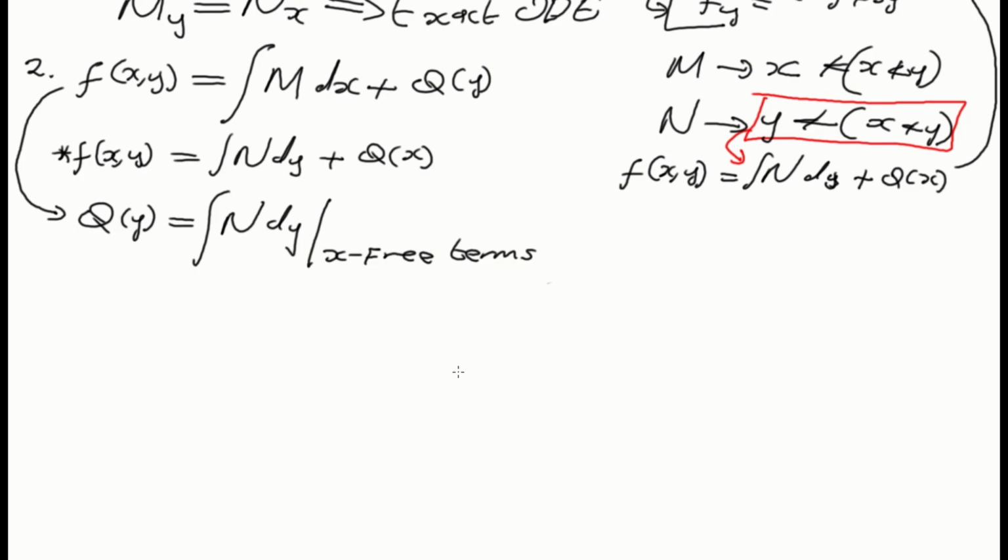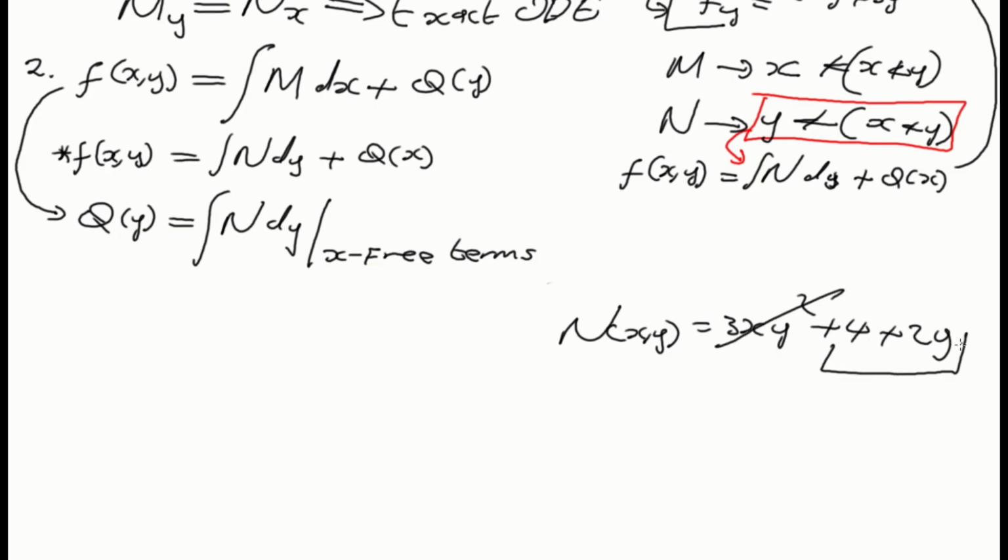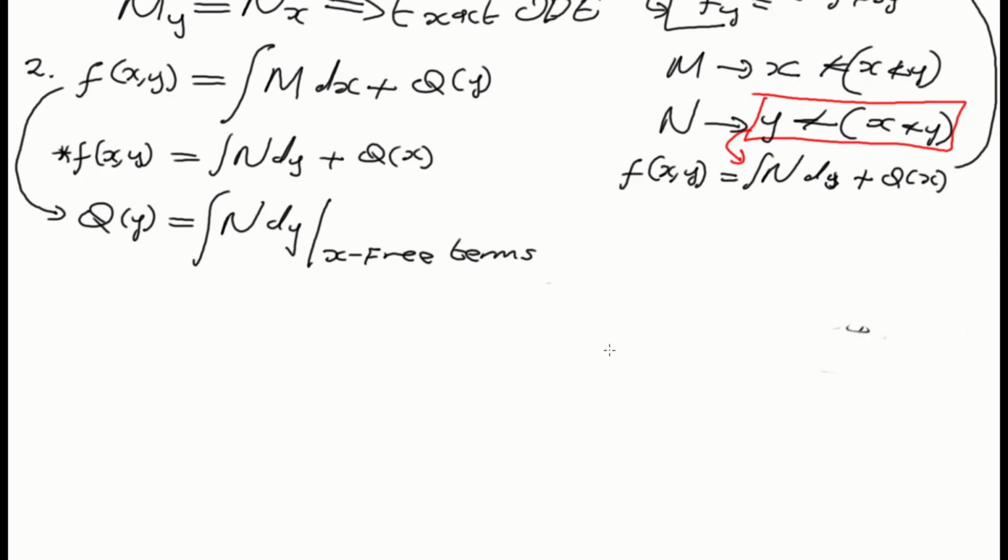You only consider terms which have y and some constant. Maybe say if your N(x,y) here is equal to 3xy squared plus 4 plus 2y, like this, then in this integral you ignore this term and only consider the constant and the y-only terms. That will be your answer.